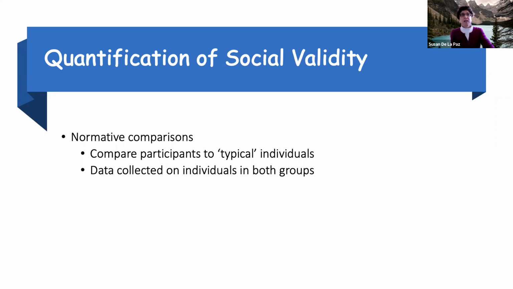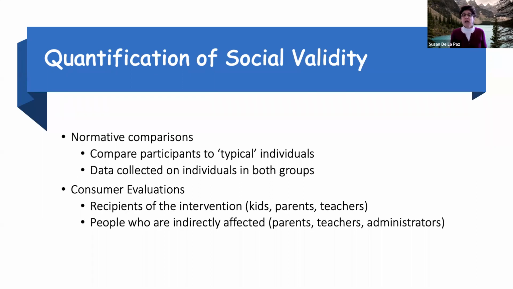So let's say you were collecting data on three kids, and there were pairs of kids that were typical who were just participating, just in the classroom, and you want to see at the end of the study how your target participants compared to typical individuals. And so therefore you're collecting data on individuals in both of these two groups. Okay, so if normative comparisons are not feasible or desirable, you could think about consumer evaluations.